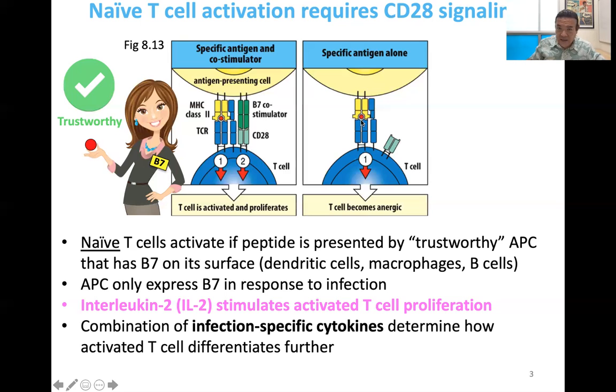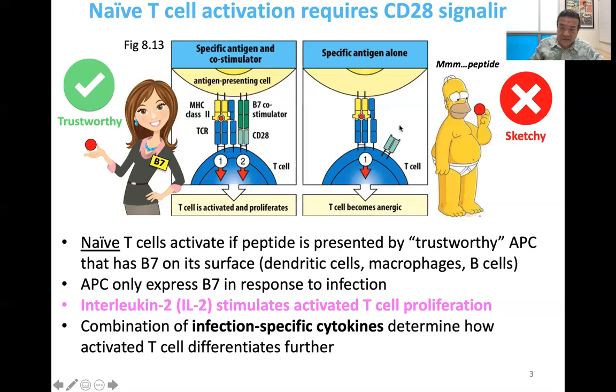Because in this case, instead of the trustworthy salesperson, right? I mean, it's kind of like, hey, here's Homer. It's kind of sketchy in terms of who's presenting you the peptide. You can almost imagine Homer, peptide, you want to share? And you're like, no, thanks, because I really don't know what's going on here, right?